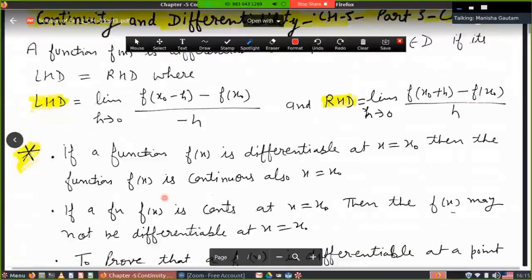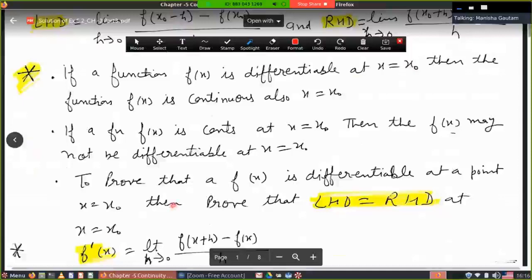Further, if a function f(x) is differentiable at any point, that is x = x naught, then the function f(x) is continuous also at that point x = x naught. It means if a function is differentiable, it implies that the function is also continuous at the same point. If a function f(x) is continuous at x = x naught, then the function may not be differentiable at x = x naught. The converse of the above theorem is that if a function is continuous, it may or may not be differentiable at the same point.